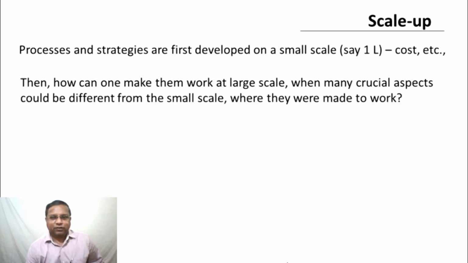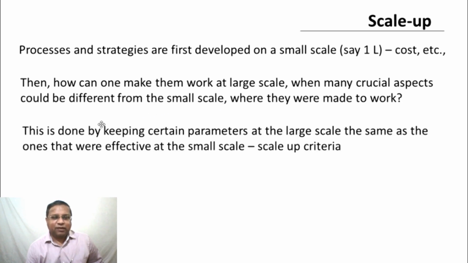They are of course developed at a small scale because of the cost. We don't even know whether the process is going to work. So to minimize costs involved, even medium is expensive, the processes are developed first at small scale. So as mentioned, how can one make them work at large scale when many crucial aspects could be different from the small scale where they were made to work or where they were demonstrated to work?